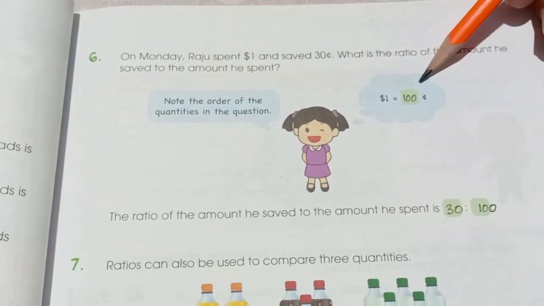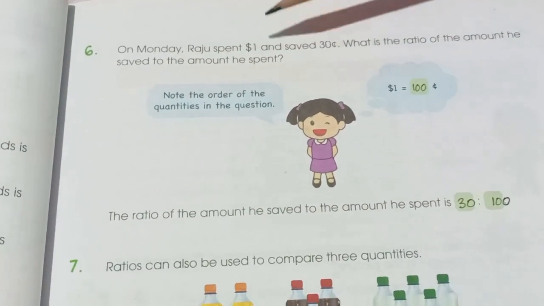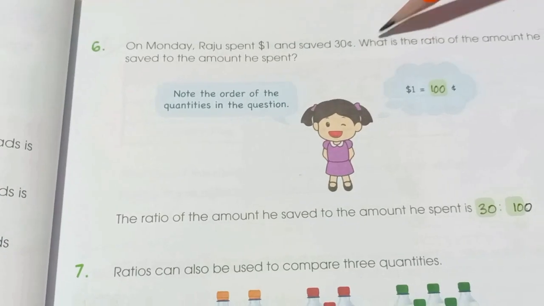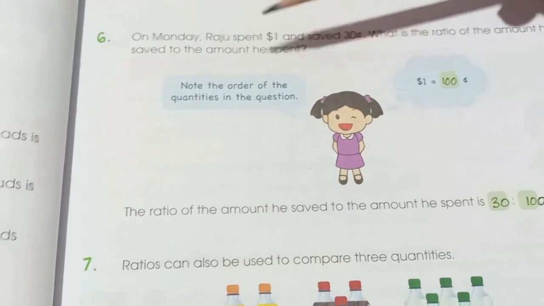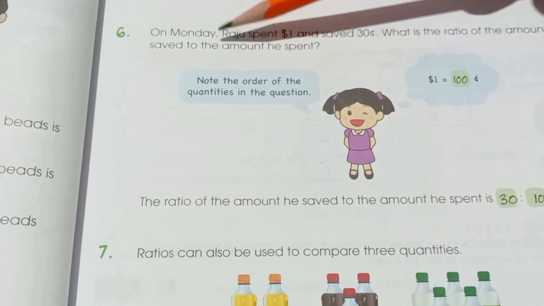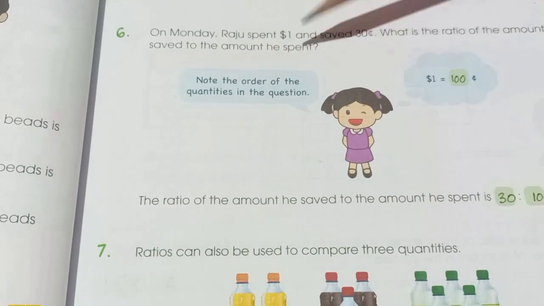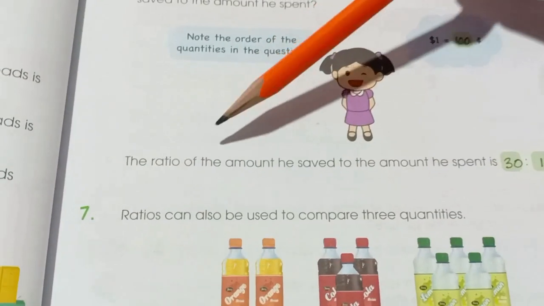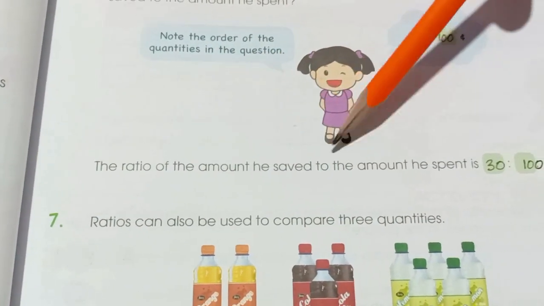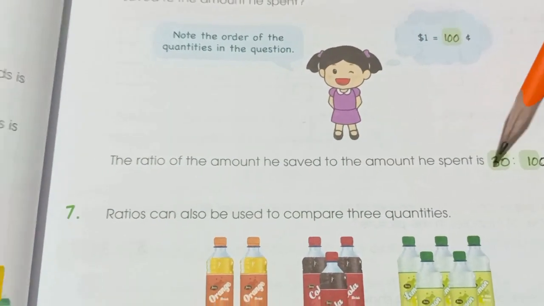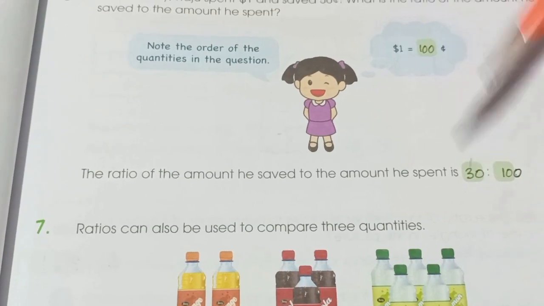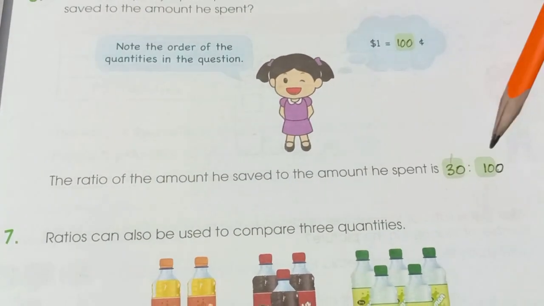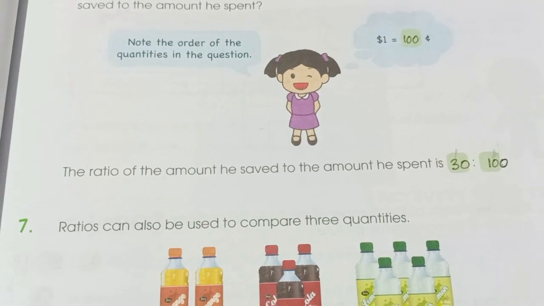$1 is equal to 100 cents. On Monday, Raju spent $1 and saved 30 cents. What is the ratio of the amount he saved to the amount he spent? So $1 is equal to 100 cents. The ratio of the amount he saved to the amount he spent: 30 cents he saved, and 100 cents he spent.